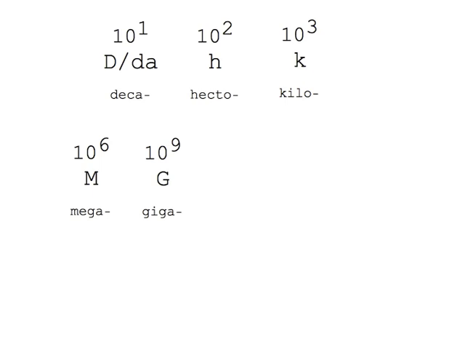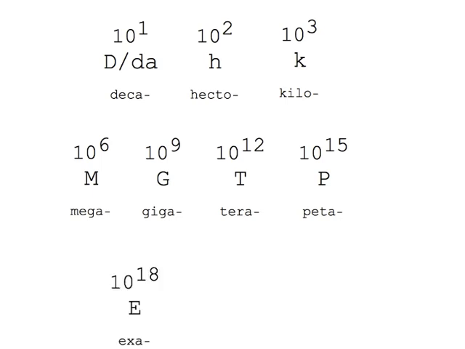10 to the ninth power uses the prefix giga, abbreviated by an uppercase G. 10 to the 12th power uses the prefix tera, abbreviated by an uppercase T. 10 to the 15th power uses the prefix peta, abbreviated by an uppercase P. 10 to the 18th power uses the prefix exa, abbreviated by an uppercase E.